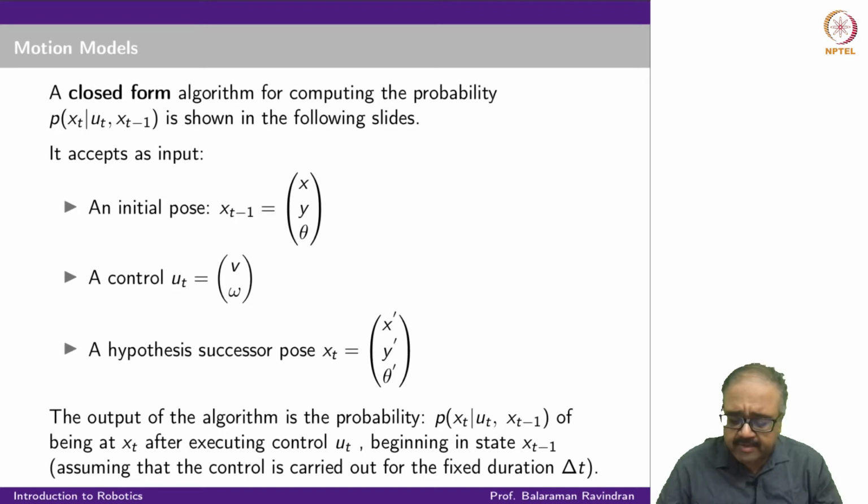The other thing that we are going to assume is the difference between t minus 1 to t is always a fixed duration delta t, regardless of whether it is 1 to 2 or 15 to 16. Whatever the time step, we are going to assume it's of a fixed duration delta t, and this allows us to make the model a little simpler.